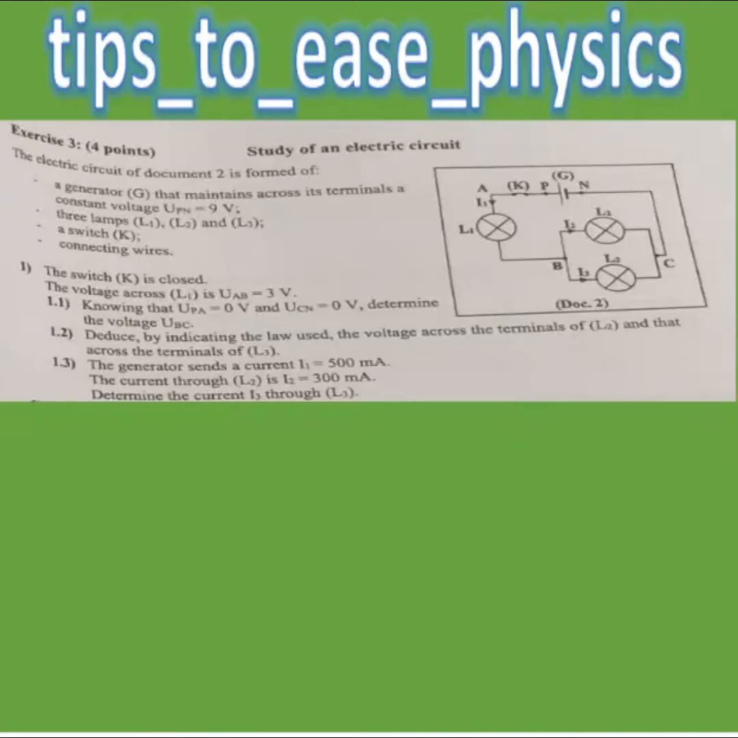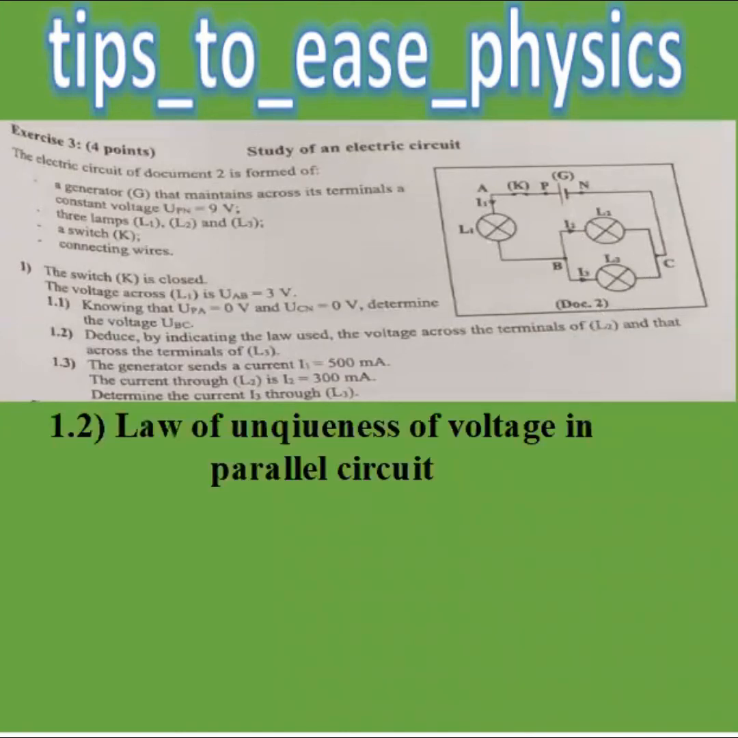Number 1.2, deduce, by indicating the law used, the voltage across the terminals of L2 and that across the terminals of L3. We know that L2 and L3 are connected in parallel. So the law of uniqueness of voltage in a parallel circuit. So UBC is equal to U2, which is equal to U3, which is equal to 6 volts.